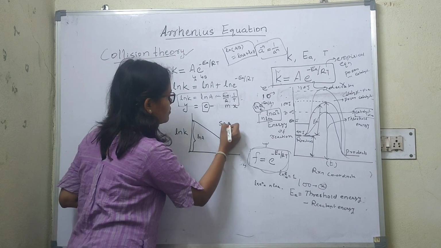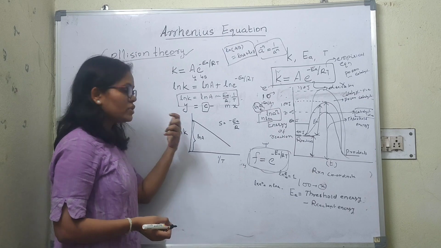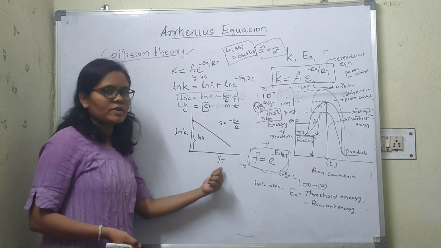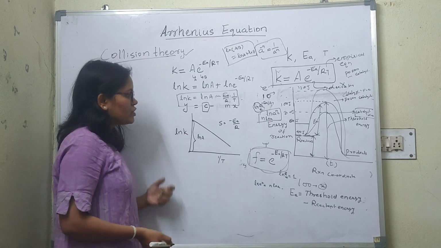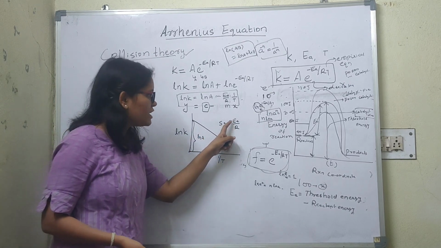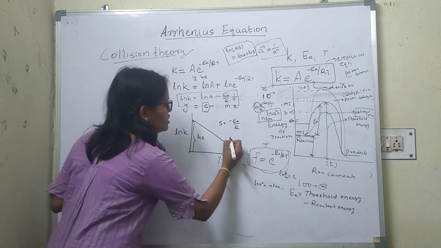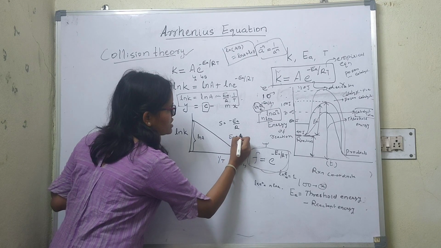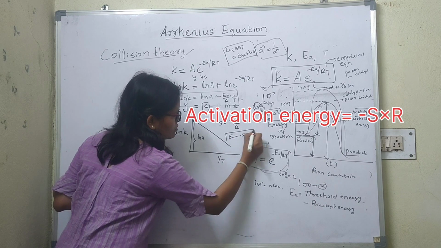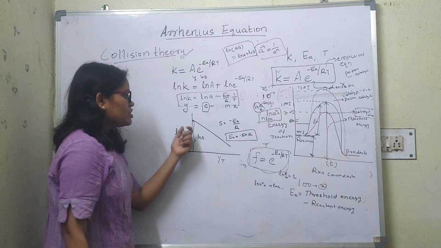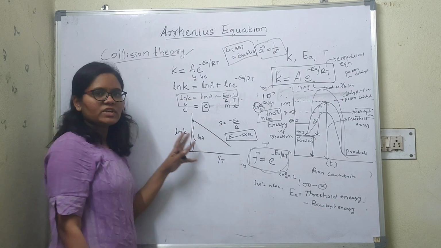What is the slope here? Minus EA over R. So from the graph of ln K versus 1 by T, you can find the activation energy by looking at the slope. If you are given the slope and asked to find the activation energy for a particular reaction, for this Arrhenius equation, activation energy is equal to slope into R. So from the slope of ln K versus 1 by T, you will get the activation energy for any reaction.